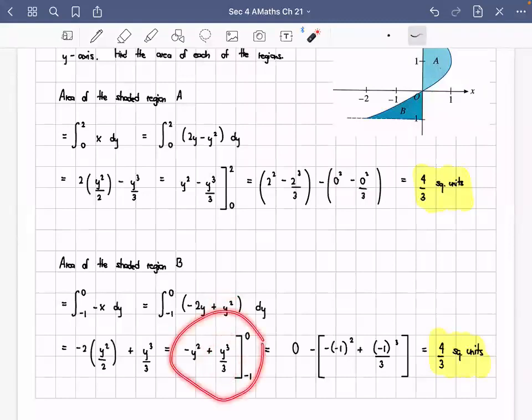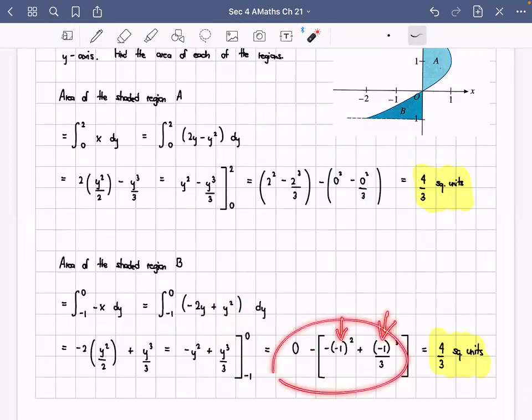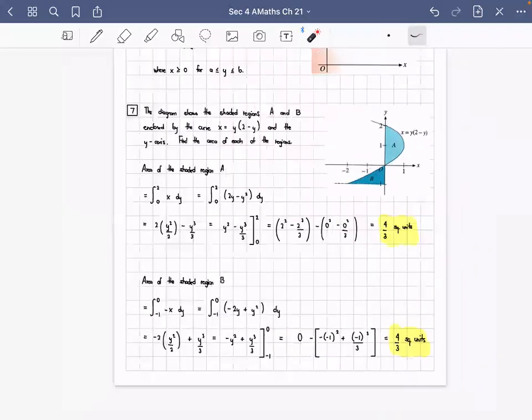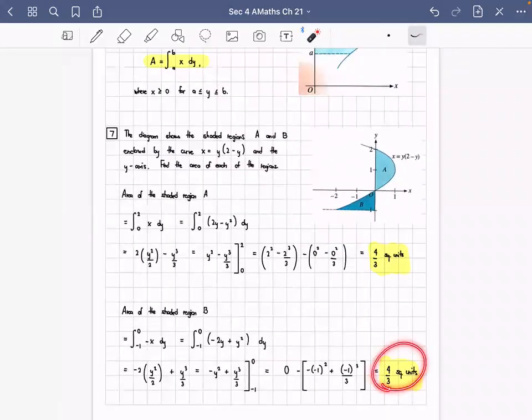So let's evaluate this now. This is my upper limit, so it's 0, because 0 is 0 here. Then minus your lower limit, which is negative 1, and then negative 1 here. So evaluating this, the area of the shaded region B is 4/3 square units. Okay, so that's your answer.